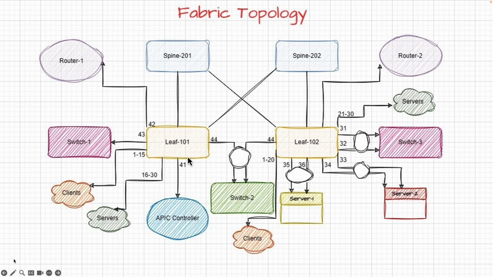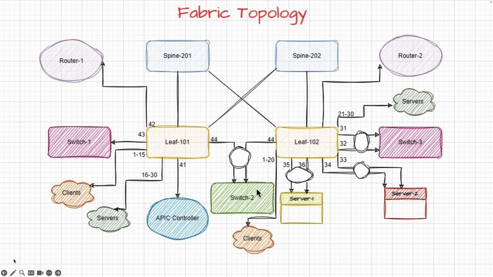You see that leaf 101 has router 1 connected on port number 42. 43 has switch 1. First 15 ports have clients, next 15 servers, right? So we'll create a common profile for all of these connections and then we'll name it as interface profile 101. Similarly, for leaf 102, it has additional connections like connections to server 1, server 2.